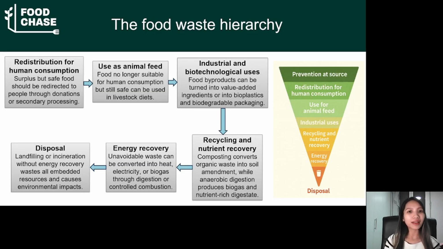And then, if food is no longer suitable for human consumption but still safe, it can be turned into animal feed. There are regulations and laws to be followed, but in this way we can still conserve the nutritional value of the food product. Industrial and biotechnological use is the next level after use as animal feed. Food byproducts can be turned into value-added ingredients like essential oil or bioactive compounds, or into bioplastic and biodegradable packaging.